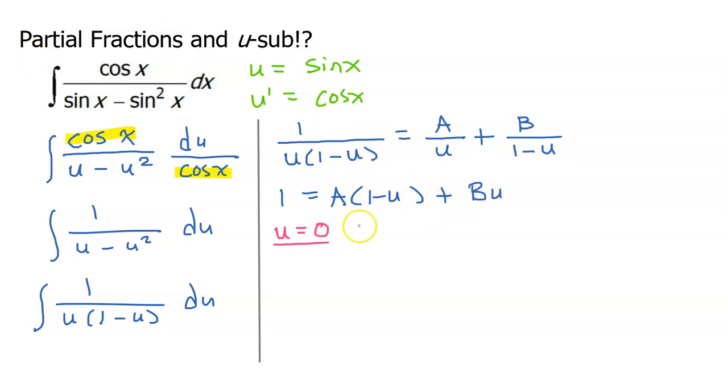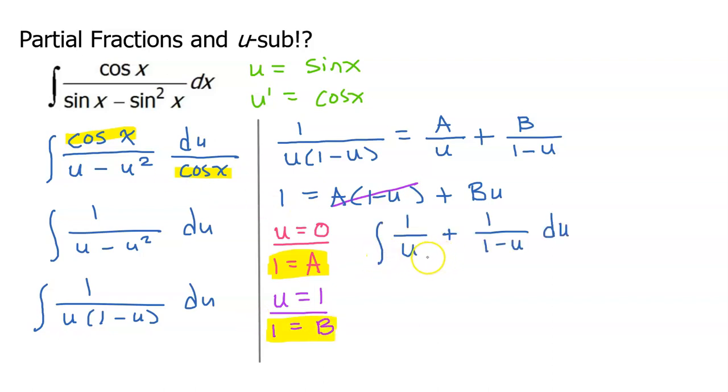If we let u equal 0, that cancels out the second term. So we are left with 1 is equal to, well, 1 minus 0 is just 1, so it's really a equals 1. If we let u equal 1, we have 1 minus 1, so that's 0, which cancels out this term. That leaves us with 1 equals b times 1, which of course is just b.